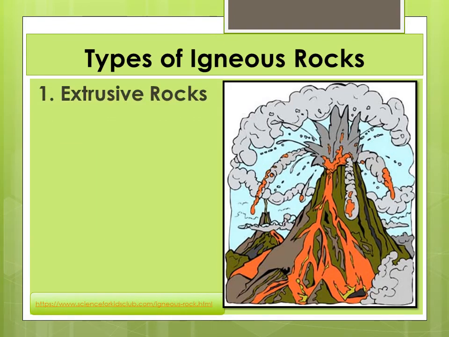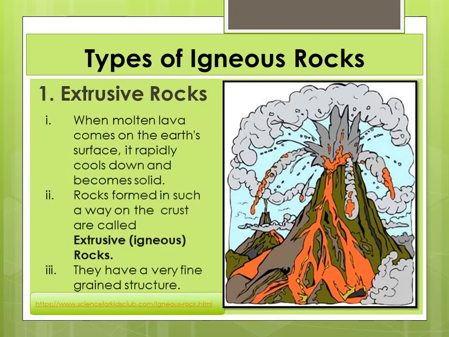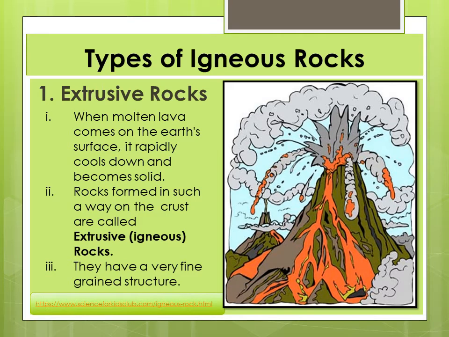Children, can you imagine lava coming out from the volcanoes? See the picture carefully. Lava is actually fiery red molten magma. Fiery means like fire. Lava comes out from the interior of the earth on its surface. When molten lava comes on the earth's surface, it rapidly cools down and becomes solid. Rocks formed in such a way on the crust are called extrusive igneous rocks.